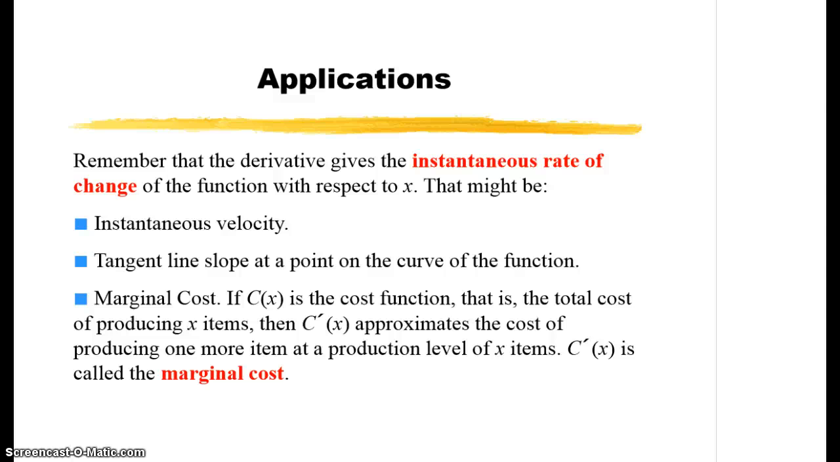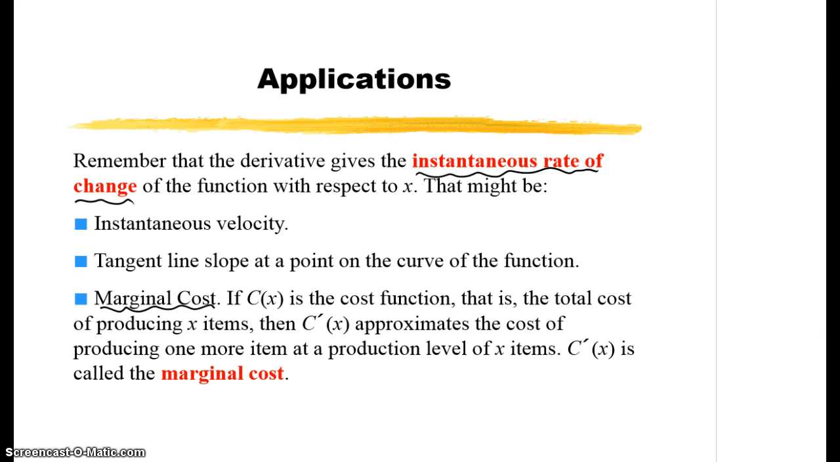Okay, we're still in 10.5 of Barnett, and we're going to look at some applications next. So remember, the derivative gives us what we call the instantaneous rate of change, in 10.4, of our function with respect to x. So what could that be? Well, that could be instantaneous velocity if our function is the position function, right? Then the derivative is instantaneous velocity. It could be the tangent line slope at a point on the curve of the function, or it could be marginal cost, which is an econ topic we'll focus on next.